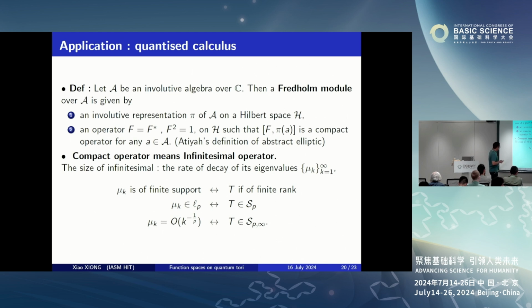Okay, so knowing that compact operators are small operators, we want to know how we can measure the size of this infinitesimal. So the way to do it is that we look at the singular values or eigenvalues of the operator. So for example, if the eigenvalues are of finite support, we know that T is finite rank. If it is L^p summable, then we call this Schatten S^p.